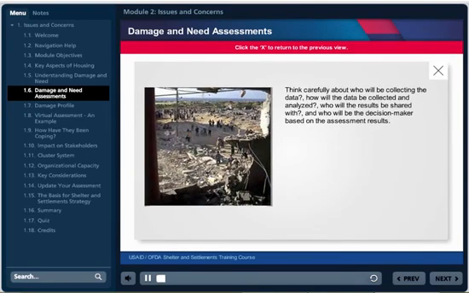Think carefully about who will be collecting the data, how will the data be collected and analyzed, who will the results be shared with, and who will be the decision maker based on the assessment results.